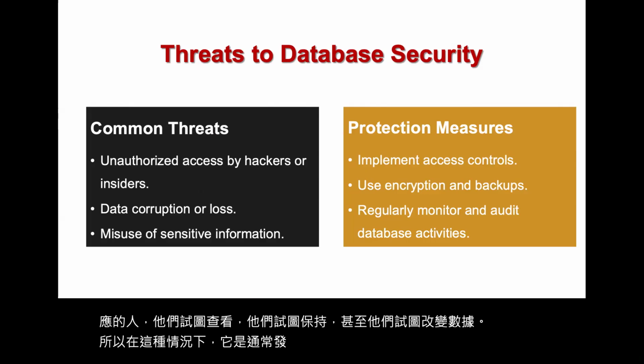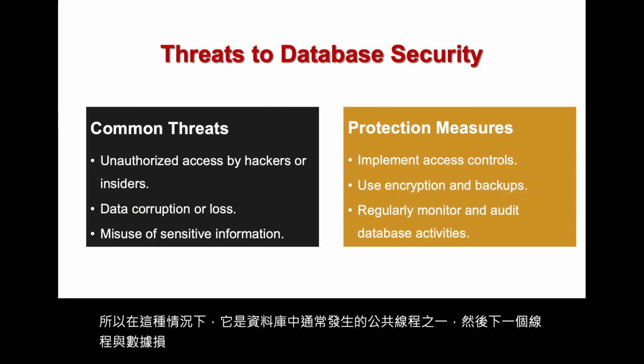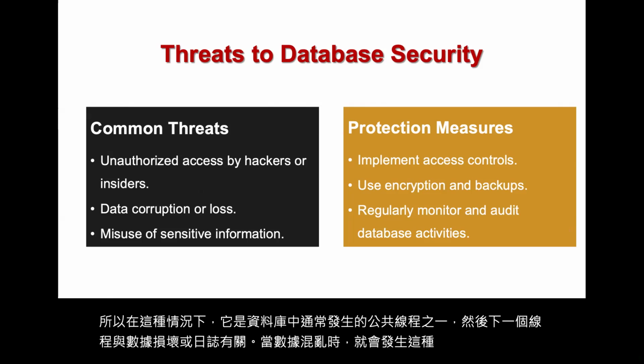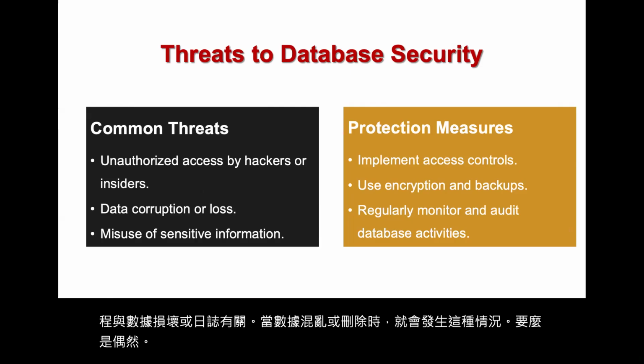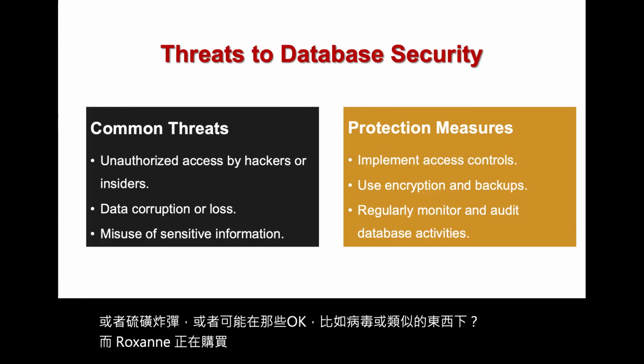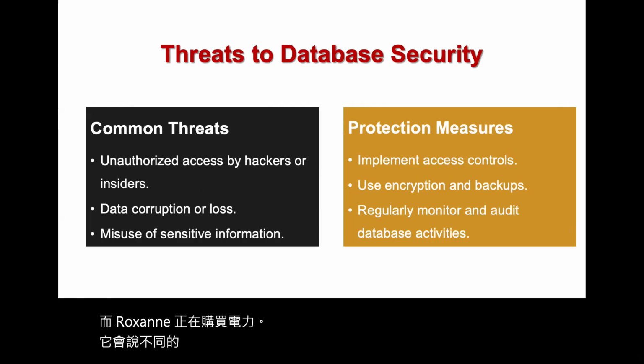The next one is related to data corruption or loss. This happens when the data gets messed up, corrupted or deleted, either by accident, a software bug, or maybe on purpose, like a virus. For example, if a power outage happens while saving the data, it will cause the data to be unstable and corrupt.